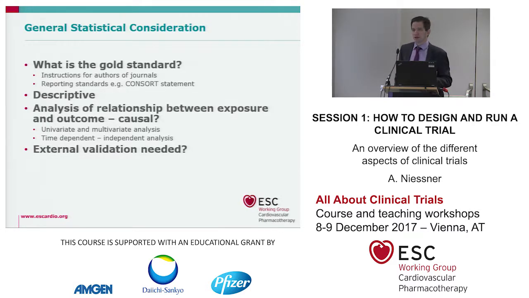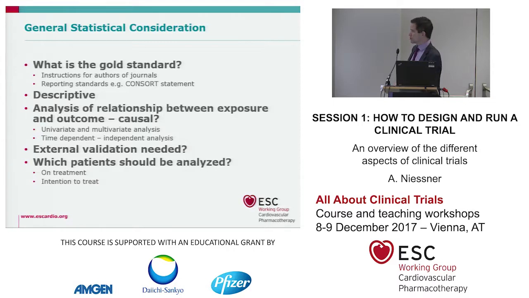Do I need an external validation? So if your field is risk factors, nowadays usually you need external validation. So if you find a biomarker which tells you about the risk of the patient in one population, usually now, if you want to publish, they ask you for a second cohort where you do an external validation.